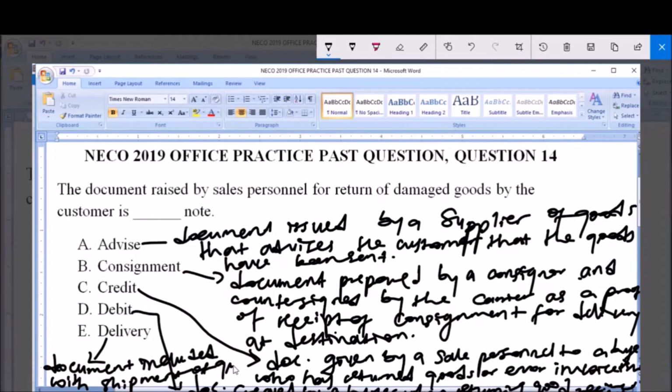You agree with me that the correct answer to this question is option C, credit notes, because the question says the document raised by sales personnel for return of damaged goods by the customer is dash notes. And like I told you, credit notes is the document given by sales personnel to a buyer who has returned damaged goods, or maybe due to an error in an invoice already issued. So option C, credit note, is the answer to this question.